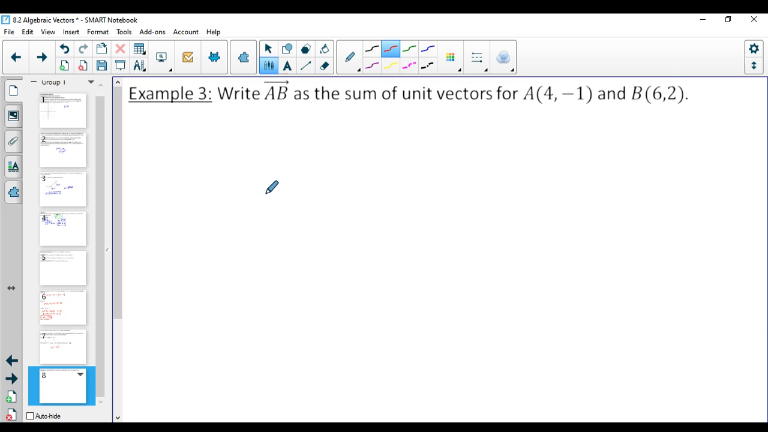So our last example: write AB as the sum of unit vectors for A (4, -1) and B (6, 2). Again, this isn't really necessary. I just like to draw pictures so that in the end I can compare and see if I've done the right thing. So (4, -1) is maybe here, and 6 is going to be past 4, and up 2 is going to be here.